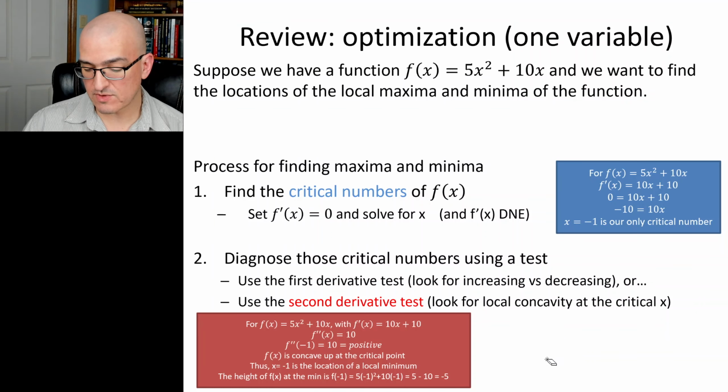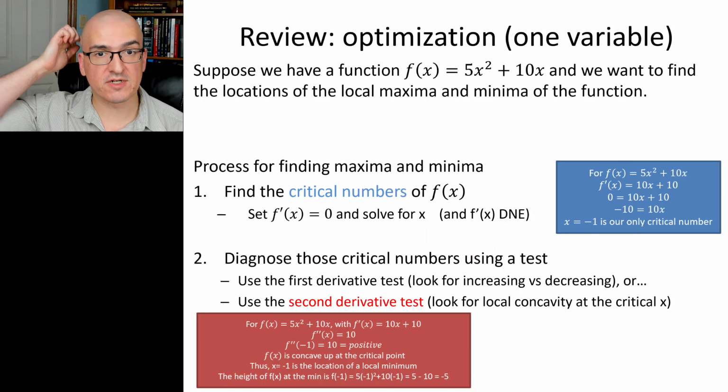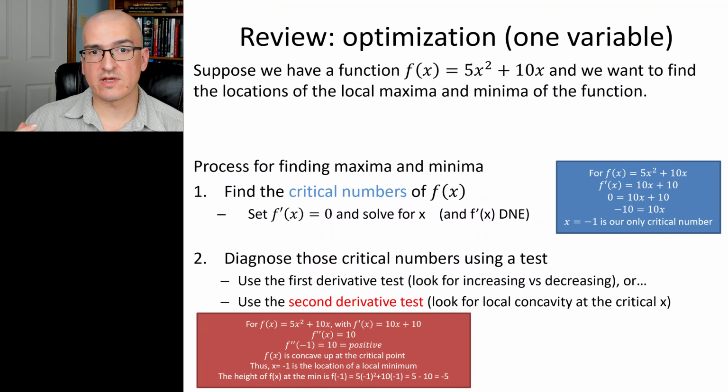For some functions the second derivative test will not work. What will happen is you'll plug the critical number into the second derivative, and instead of getting something positive or something negative, you'll get a 0 coming out, and that tells you nothing. It gives you no information. You have to go back to the original function, or go back to the derivative and do the number line analysis, the increasing/decreasing test.